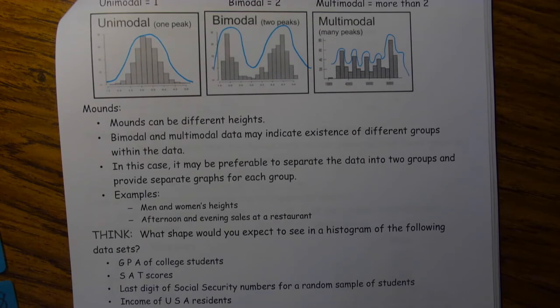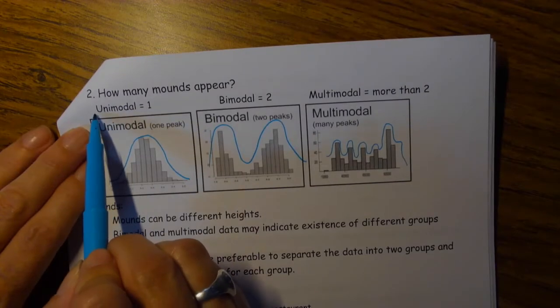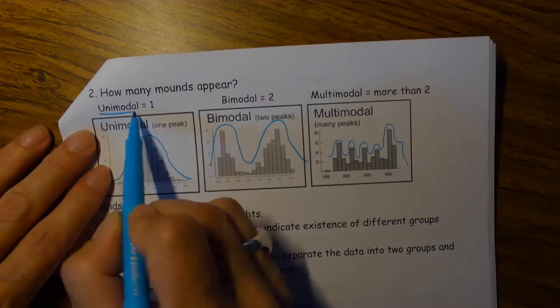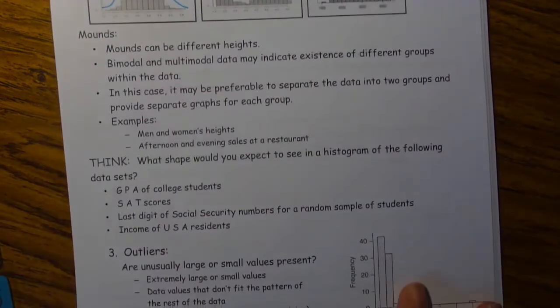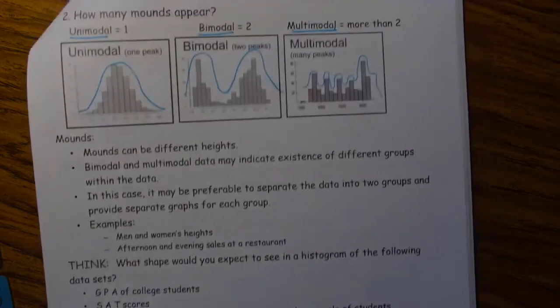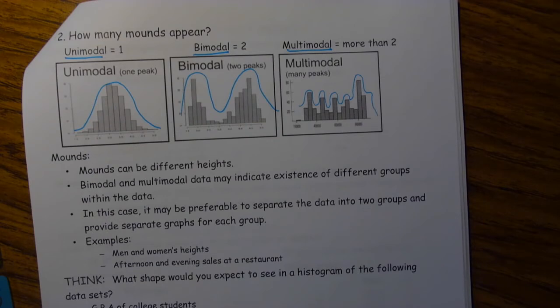If we start to get this, we want to look and say, hey, do I need to divide this data up? Do I have too much stuff in there? Right? So very important that we know our vocab. You need to be able to describe something as skewed or symmetrical, and then unimodal, bimodal, or multimodal. What shape would you expect to see in a histogram of the following data sets? GPA, SAT scores, last digit of the social security numbers, income of USA residents, right? So these are all things that we can create a histogram for, and we want to look at our histogram and say, is it unimodal, bimodal, or multimodal? Again, if it's multimodal or even bimodal, do we need to divide it up into smaller groups?